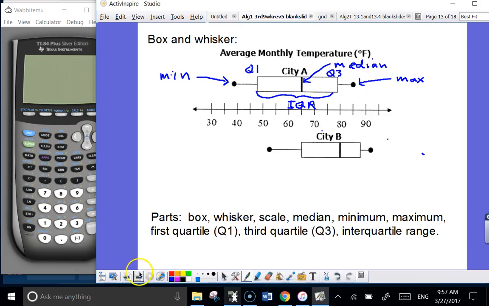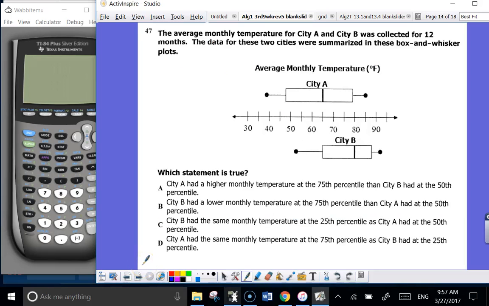So mostly what we do, in the kind of questions you get here, you have to be able to look at something and just determine which one of these is true. Right? So here's a box and whisker plot for city A and city B, temperatures. And there's the scale, 30 to 90. It says city A had a higher monthly temperature at the 75th percentile. Now where's the 75th percentile? It's the right side of the box, right? Because 75% of the data is to the left.